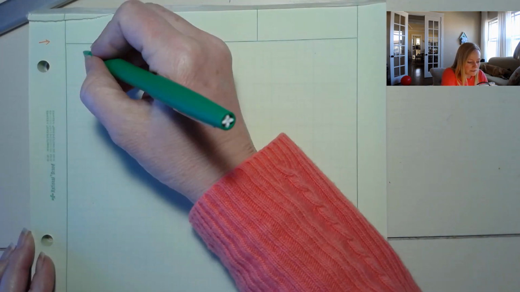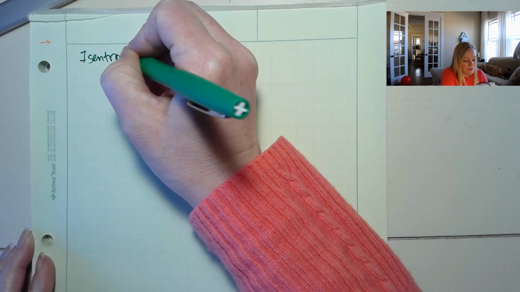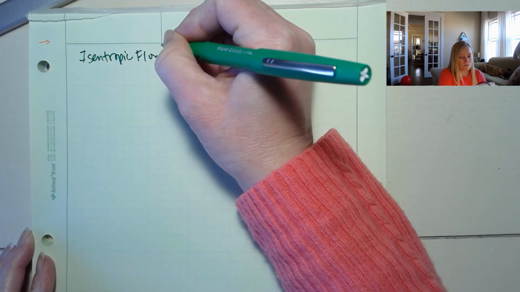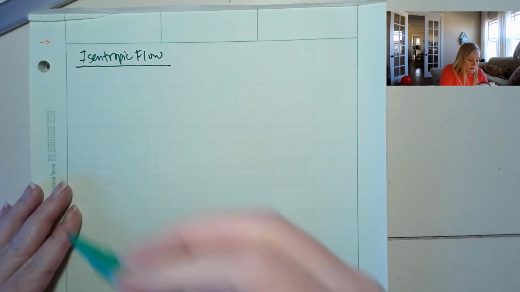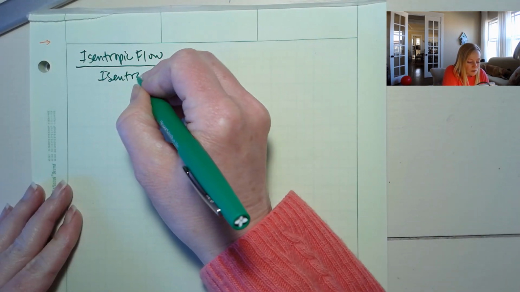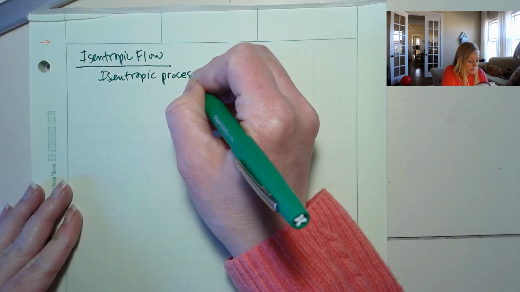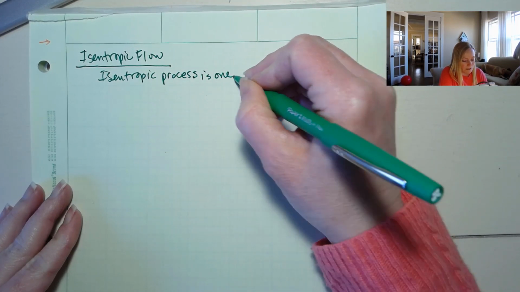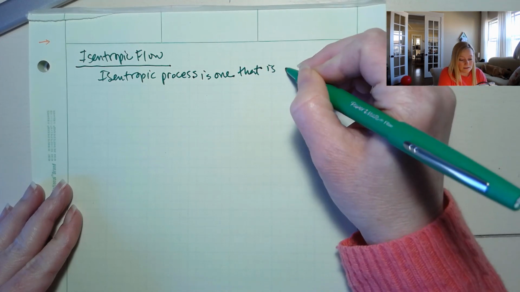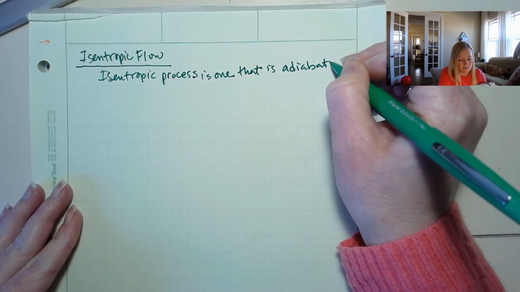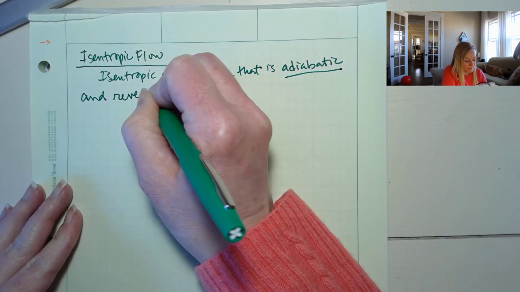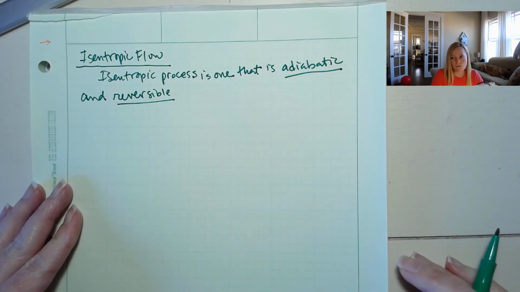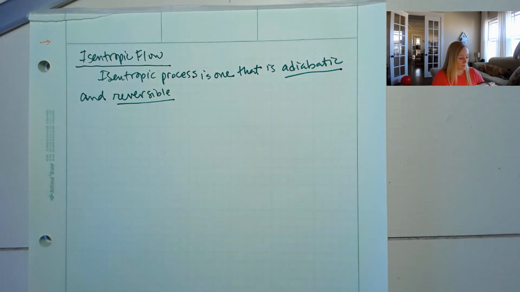All right, so first we want to define what isentropic flow is, because that's going to be important when we deal with compressible flow, which is what we're talking about, okay? So when we have an isentropic process, that is basically a process that is going to be adiabatic, right, keyword there, and reversible. Another keyword right there. All right, so let's think about what those two terms mean.